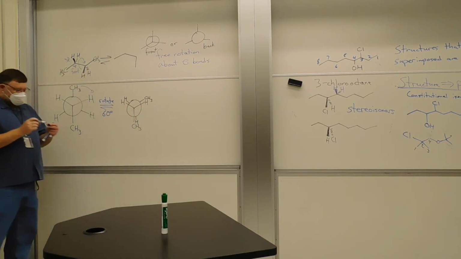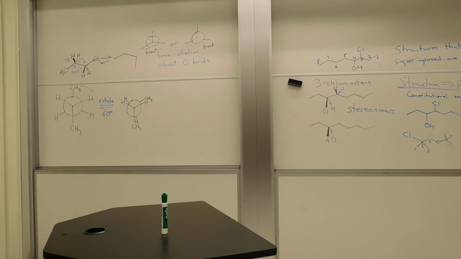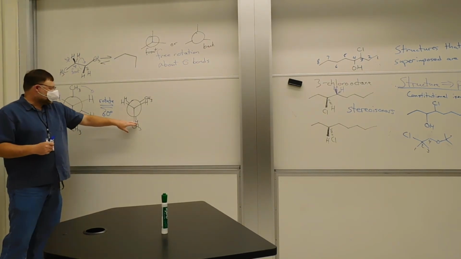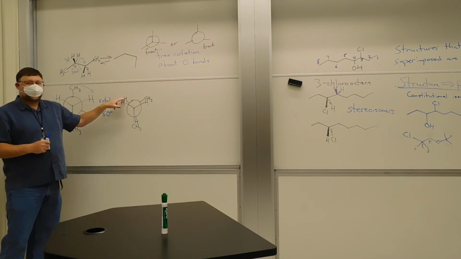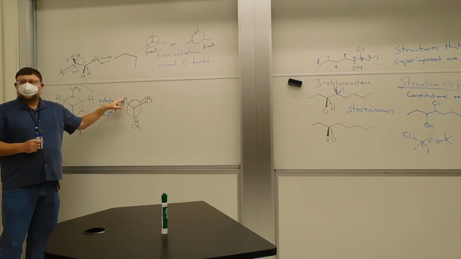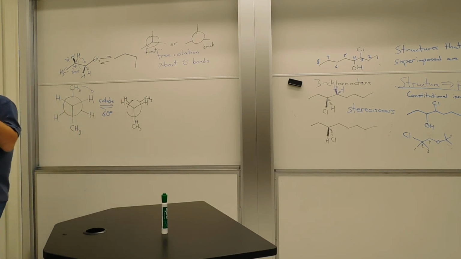And if we did this exactly, if we were exactly in front of it and rotated exactly 60 degrees, everything would line up in front of each other. But that's a bad way to represent it. You want to represent it so it's clear. So what I'm saying is this methyl is directly in front of that H, this H is directly in front of that methyl, and this H is directly in front of that H. Okay? Is everybody with me on what I've done there, those two structures?